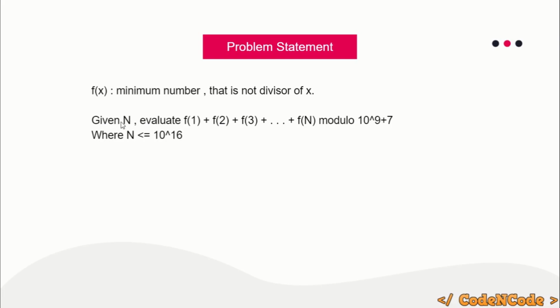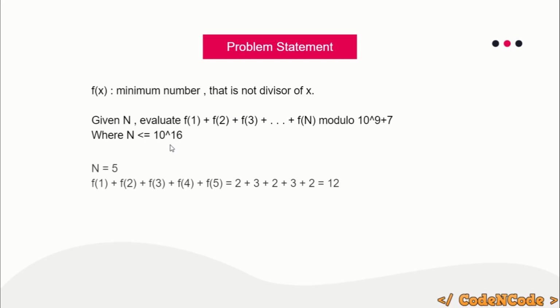The problem statement defines a function f of x that is the minimum number that is not a divisor of x, right? And you are given n and you have to evaluate the summation of f of 1 through f of n, modulo 10^9 + 7. N can be as large as 10^16, so keep that in mind.